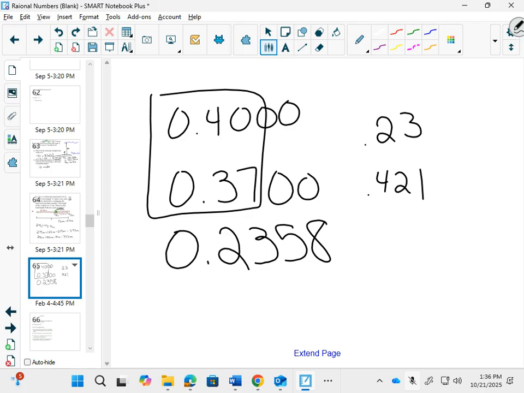The first decimal place is the most powerful. So some people compare by just looking at the first one. 4, 3, and 2. Biggest, second biggest, smallest.